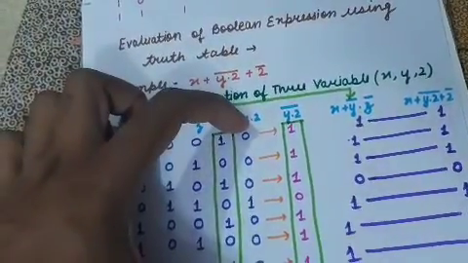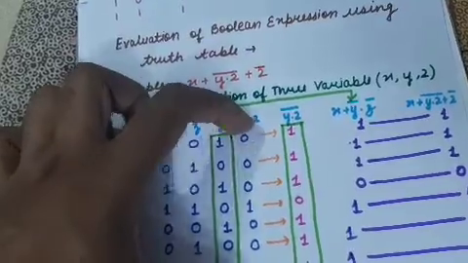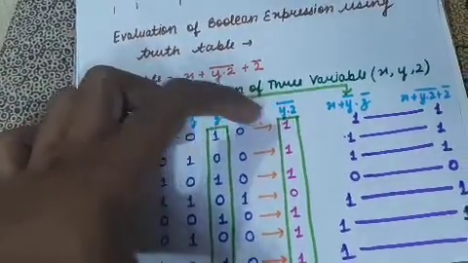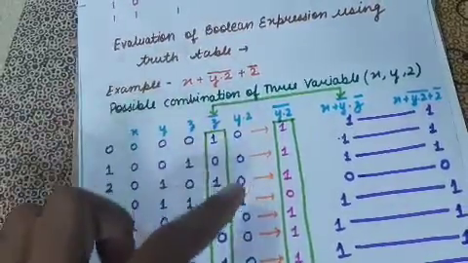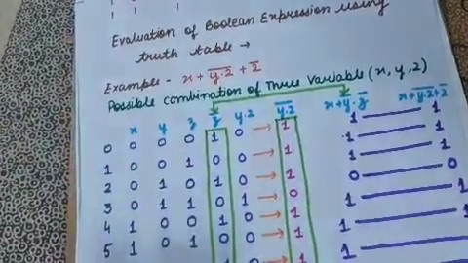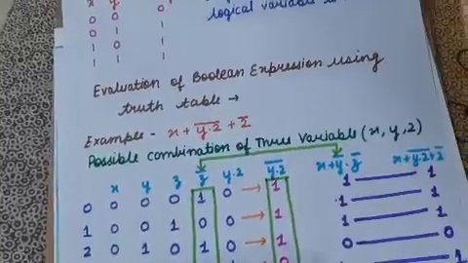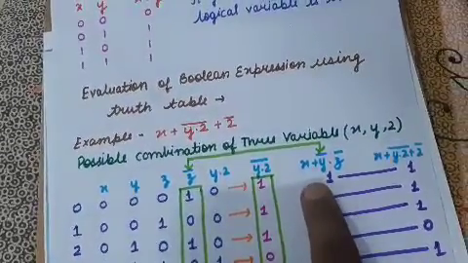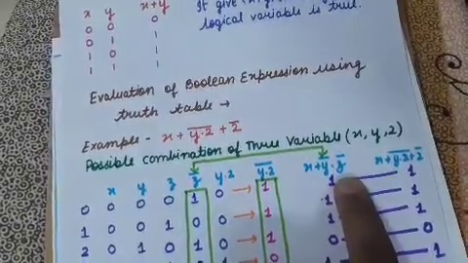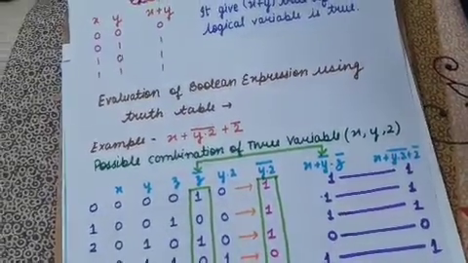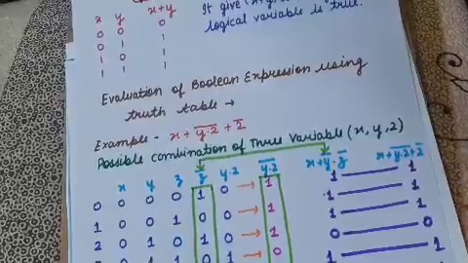The answer is this. Then find out the complement, the NOT operator, of this. So the input state changes to the next: 0 changes to 1 and 1 changes to 0. This. Then the combination is x plus y z bar, that is y z bar and x.